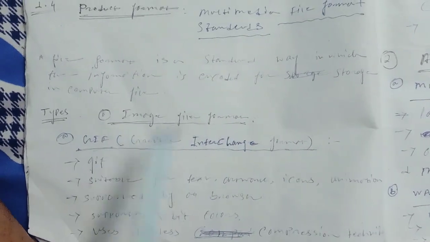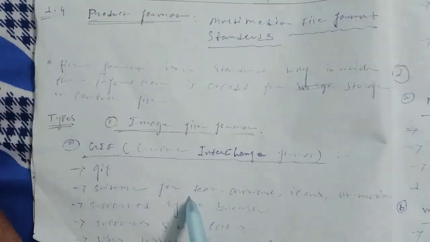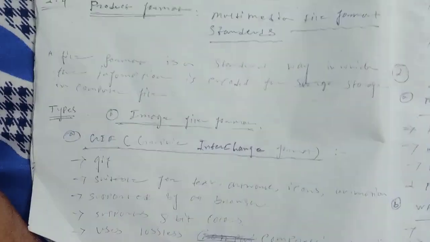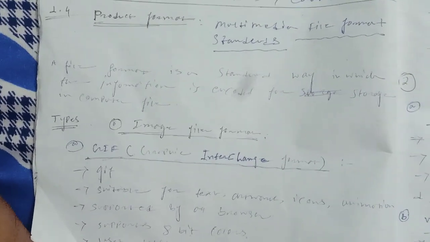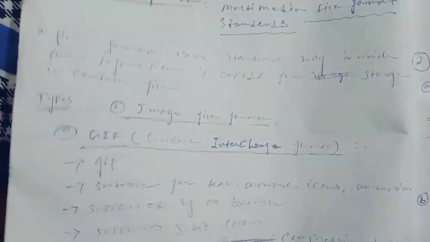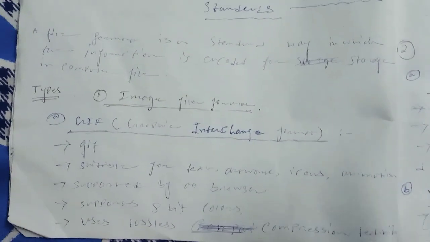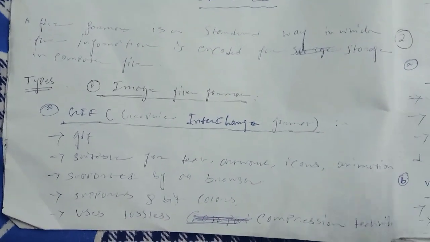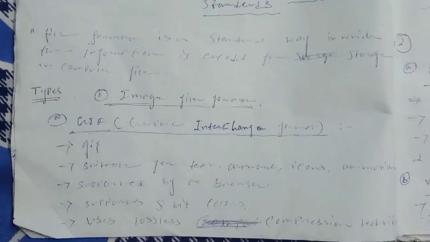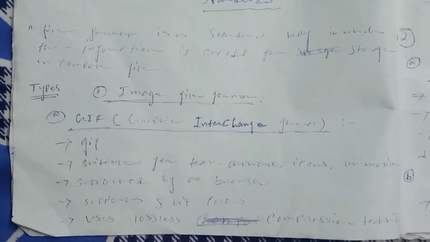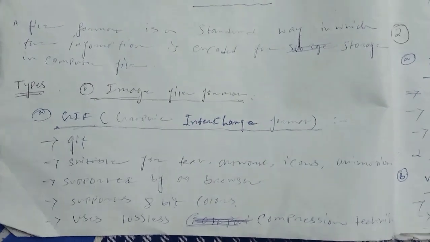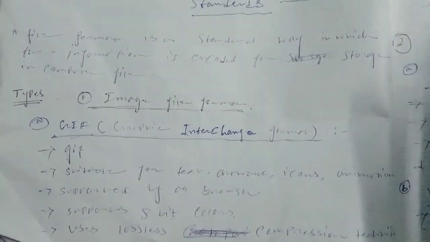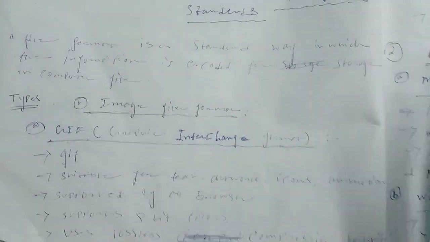Okay, and in image file formats we have four categories: GIF, JPEG, PNG, and TIFF. You may have heard of these extension names, right? So firstly, GIF. The characteristics of GIF are: the extension will be .gif, suitable for text, artwork, icons, animations, and supported by all browsers. It supports 8-bit colors and uses lossless compression techniques. And you have to remember the full forms of those extensions, like GIF is Graphics Interchange Format.